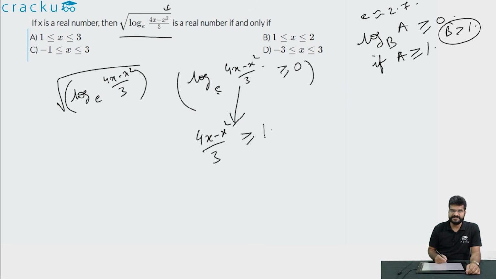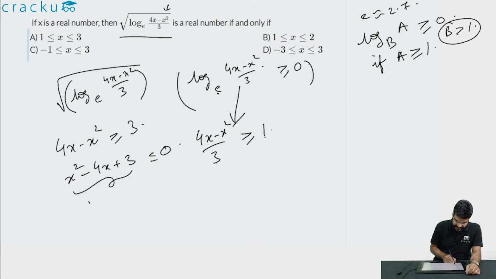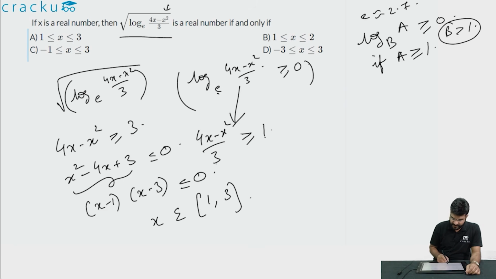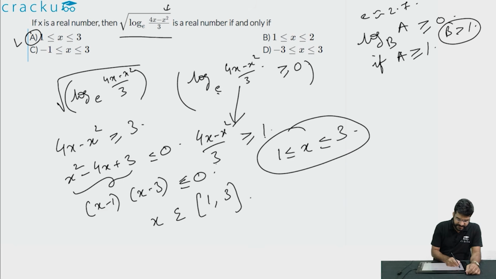So let us just simplify this and then find out the interval within which x has to be present. As 3 is a positive number, we can multiply both sides with 3. So 4x minus x square has to be greater than or equal to 3, or x square minus 4x plus 3 has to be less than or equal to 0. You can factorize this as (x minus 1) into (x minus 3) has to be less than or equal to 0. This would imply that x must belong between 1 and 3. Both of them are included because it is less than or equal to 0. That is, 1 has to be less than or equal to x has to be less than or equal to 3, or if you look at the options, it is option A.